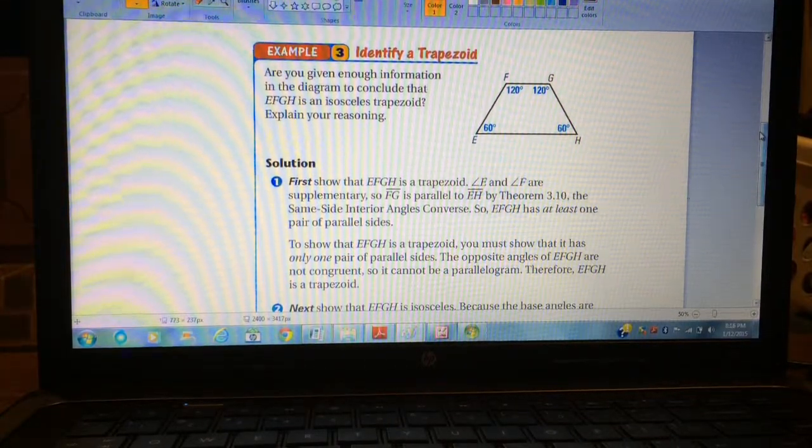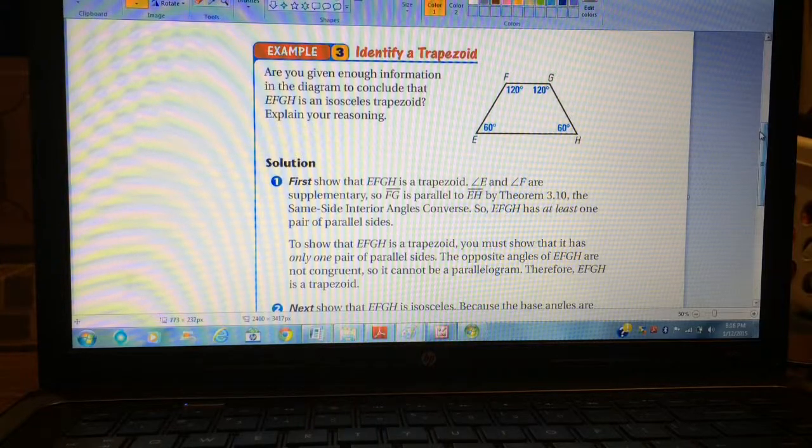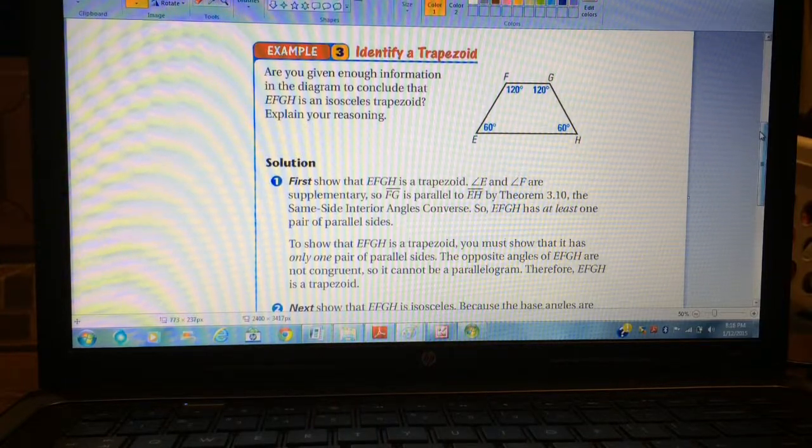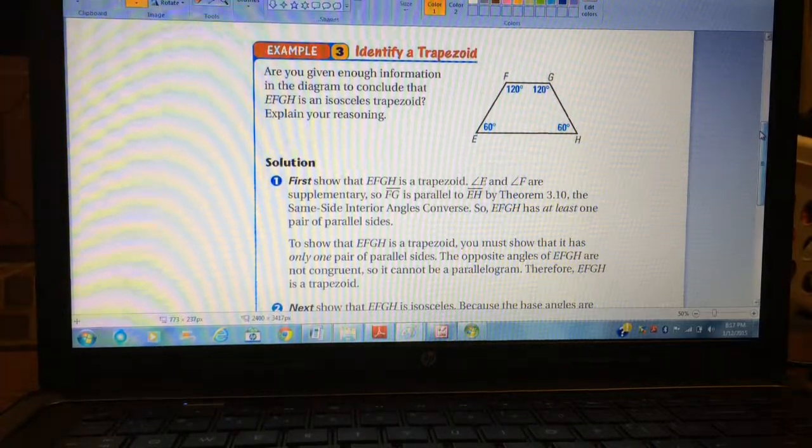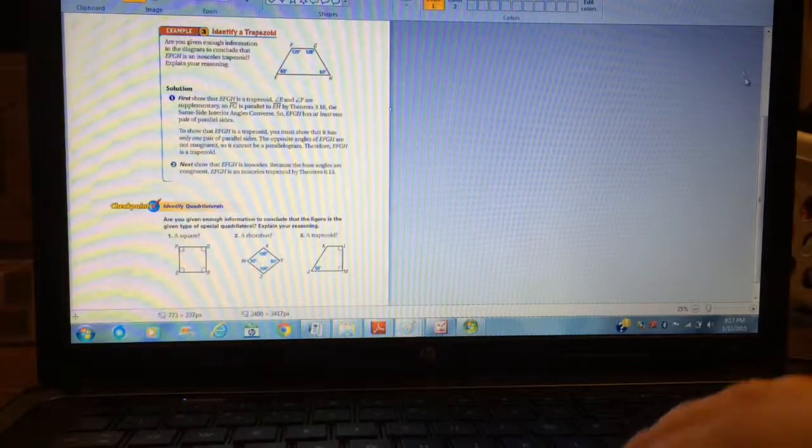And the instructions say, are you given enough information in the diagram to conclude that EFGH is an isosceles trapezoid? Well, if we look at the relationship between, oops, what just happened? Sorry.